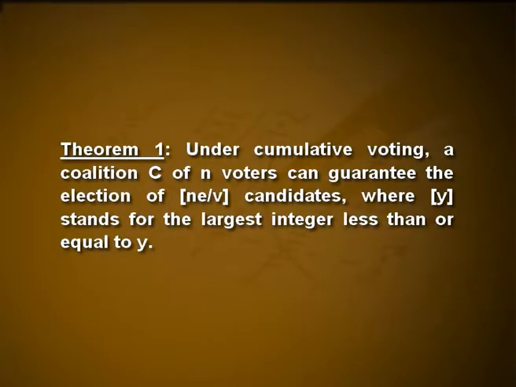Under cumulative voting, a coalition C of n voters can guarantee the election of the ceiling of nE/V candidates, where the ceiling function of y stands for the largest integer less than or equal to y. The proof is like this. Let x be the ceiling of nE/V, then coalition C may cast nE/x votes for each of x candidates.